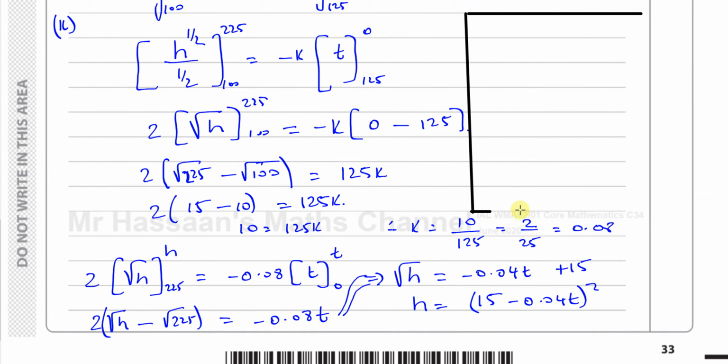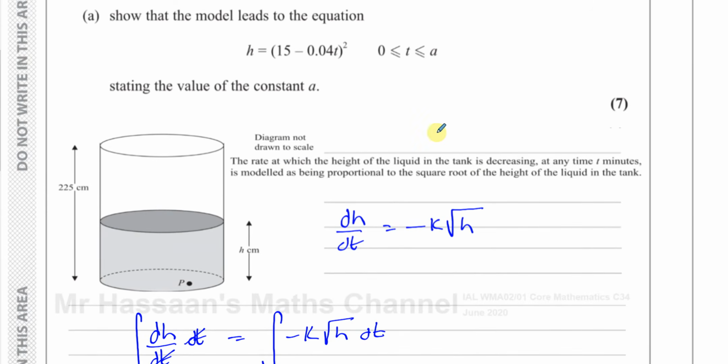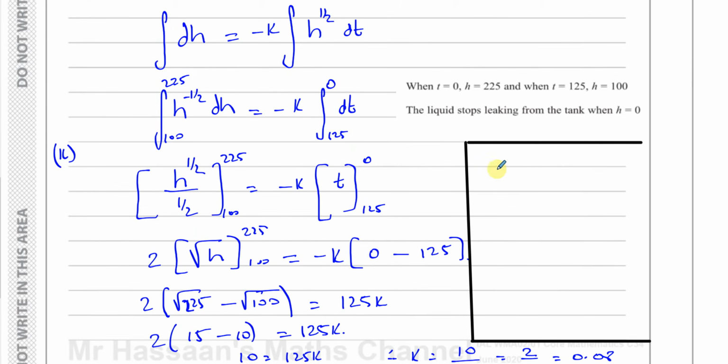So I've shown what I had to show in terms of what h is. So there's my answer. Now I've got to find what a is, because we know that t has a limit between 0 and a.